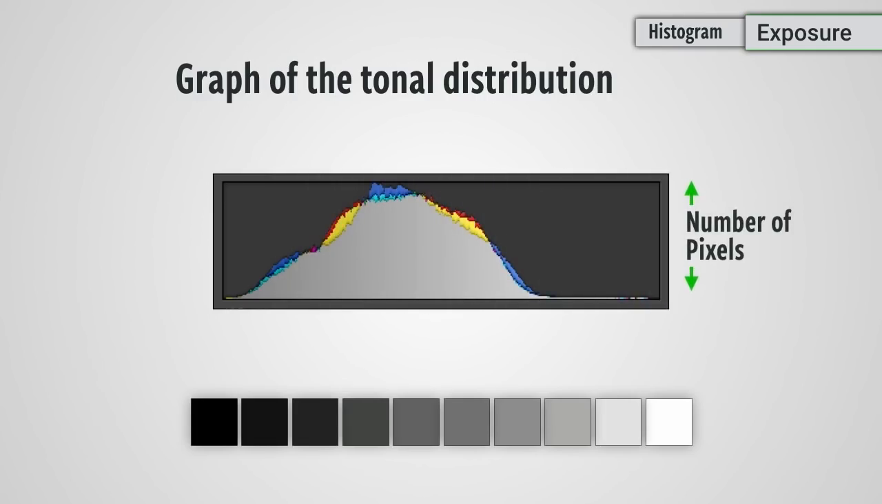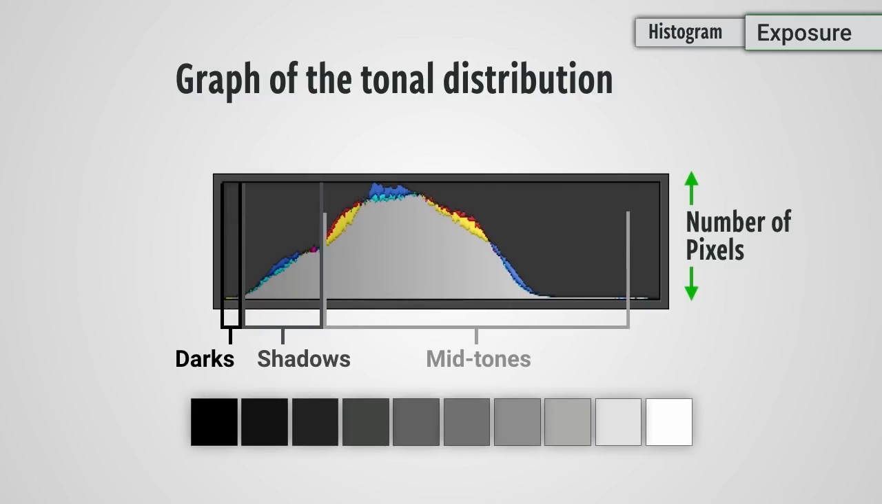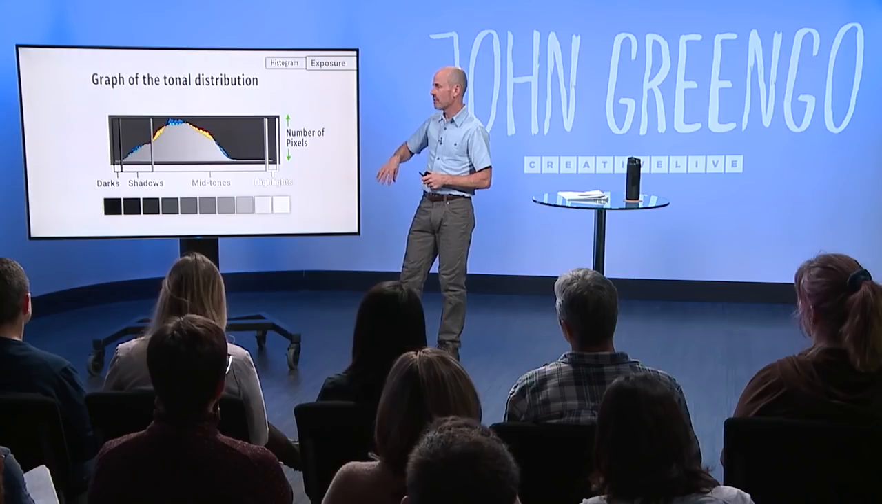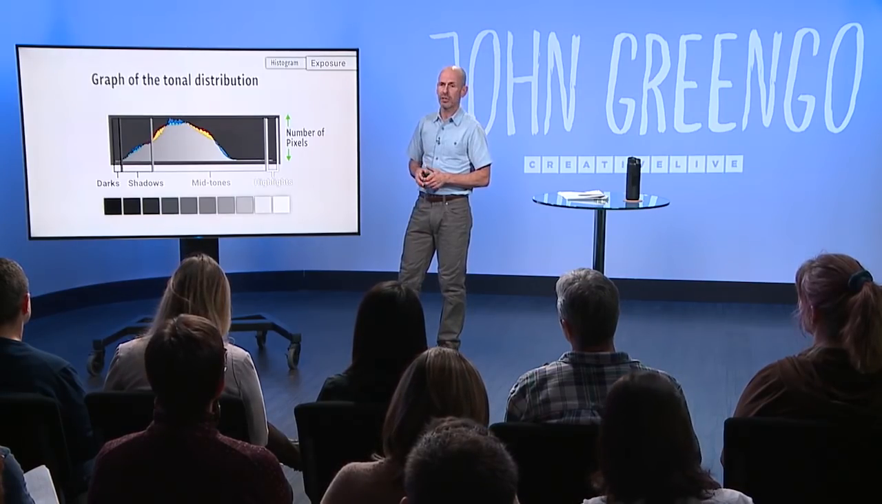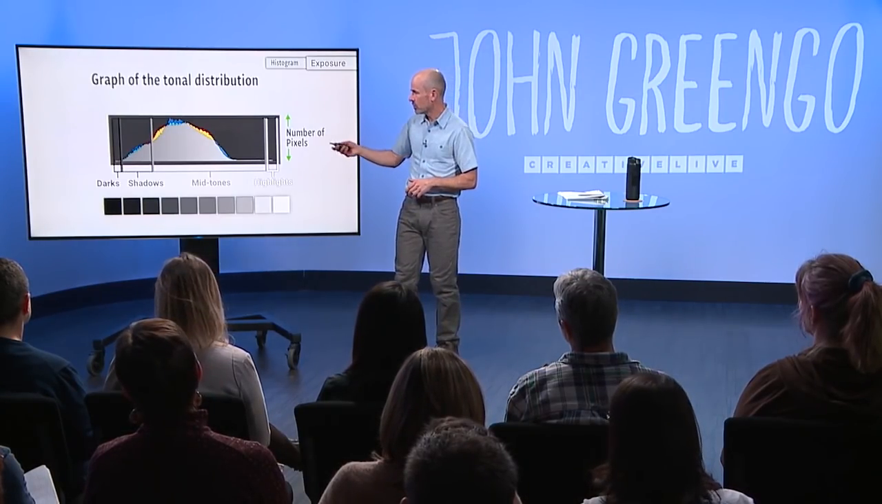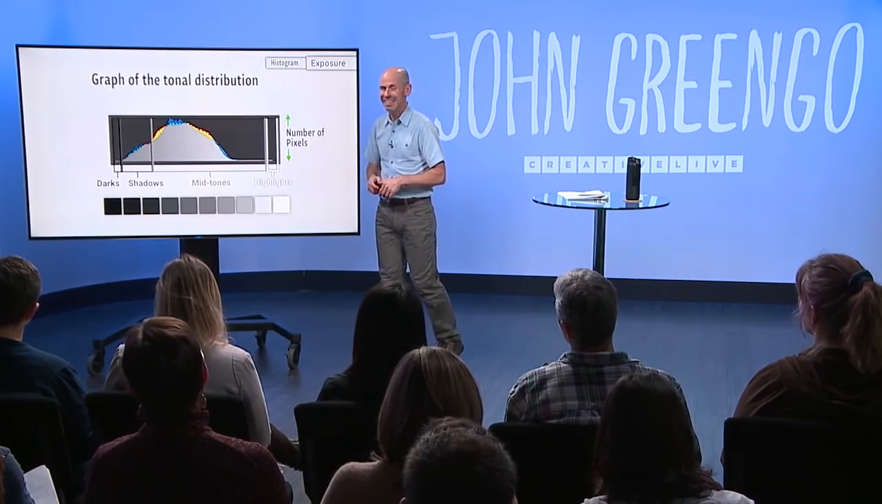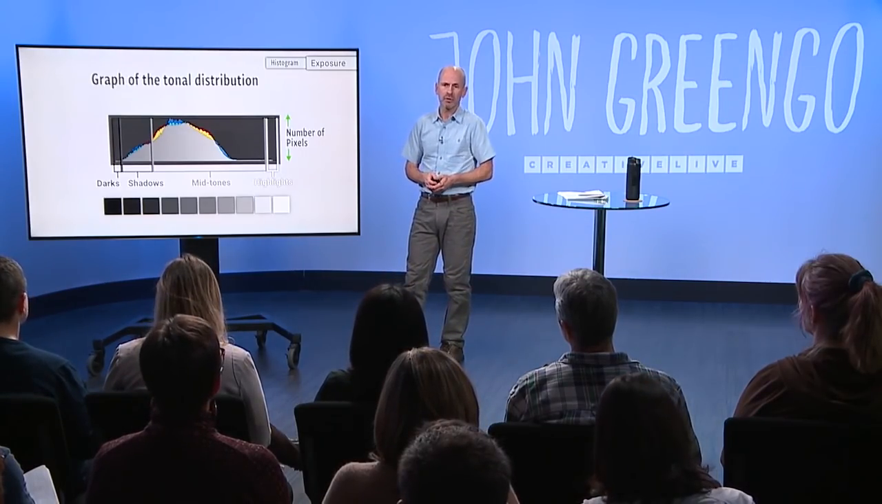So a histogram might look a little something like this. This vertical height is measuring the number of pixels at any one brightness level, and then it's broken up from left to right, going from darks, shadows, midtones to highlights. And so you can easily see if there's a lot of pixels in one particular group. This has a lot of pixels in the midtones, which is where a lot of normal pictures are going to be.